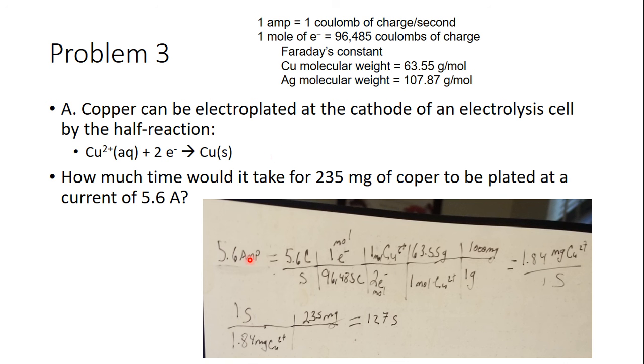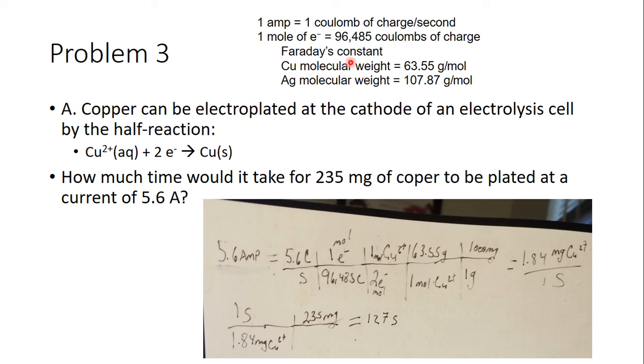The first thing you want to do is take your amps and break that down to coulombs per second. So 5.6 amps is actually 5.6 coulombs per second. Using Faraday's constant, we know that 96,485 coulombs is 1 mole of electrons. Now our unit is electrons, and we have canceled out coulombs. From our equation, we know that it takes 2 moles of electrons to react with 1 mole of copper. Now our unit is moles of copper.